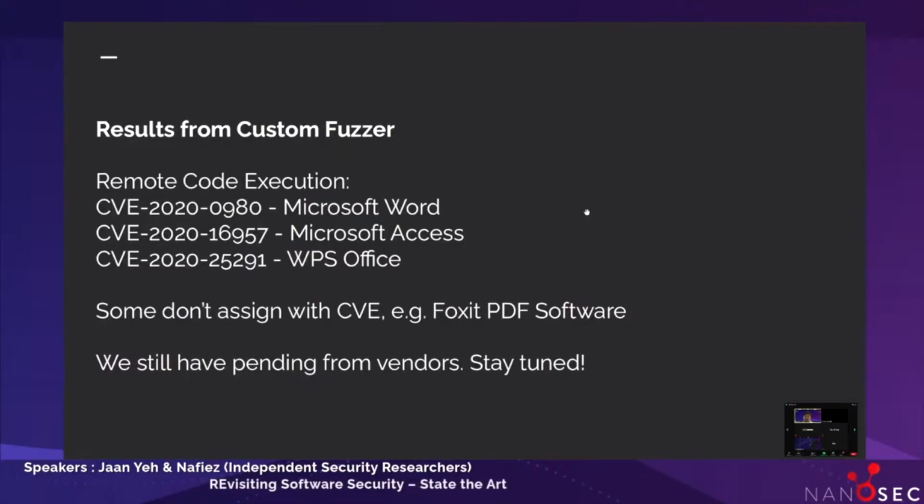So this is a result from our custom fuzzer. We do get RCE on Microsoft Word, Microsoft Access, WPS Office. Some vendors like Foxit don't assign any CVE on the bugs that we submit to them. And we still have a lot more pending from other vendors as well.